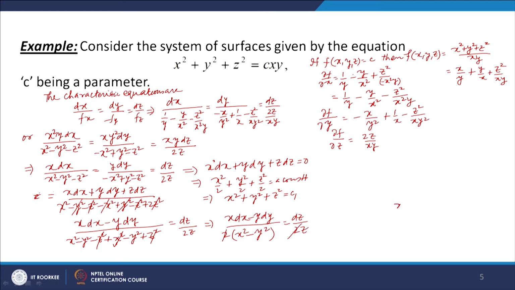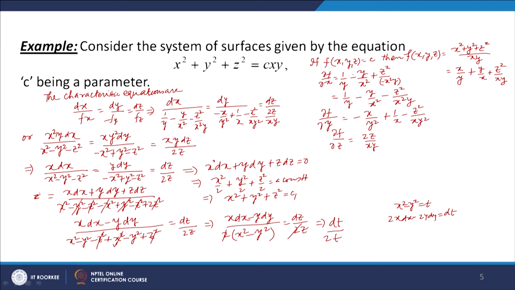If you take x square minus y square equal to t, then you have 2x dx minus 2y dy equal to dt. So this gives you dt by 2t.